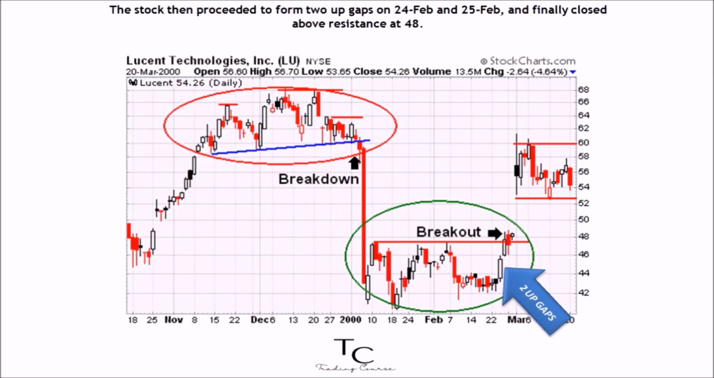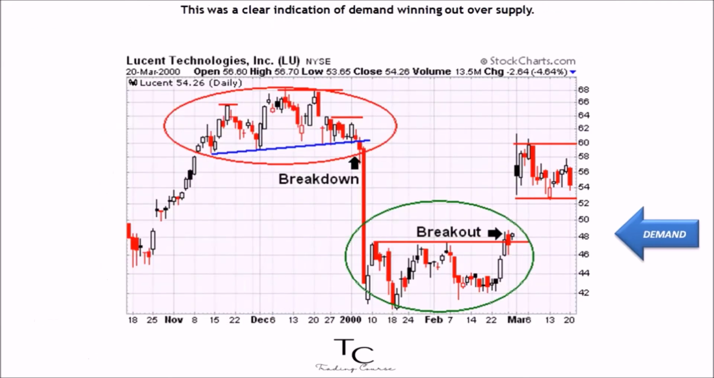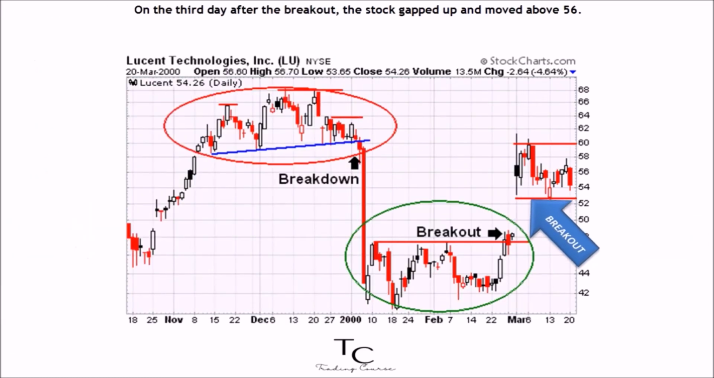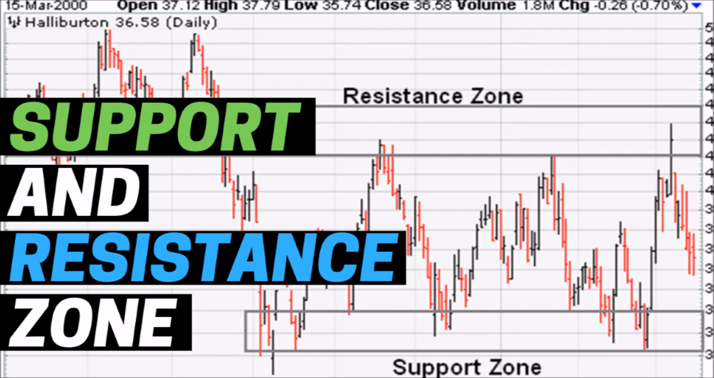The stock then proceeded to form 2 up gaps on 24 February and 25 February, and finally closed above resistance at 48. This was a clear indication of demand winning out over supply. There were still 2 more days to get in on the action. On the 3rd day after the breakout, the stock gapped up and moved above 56.